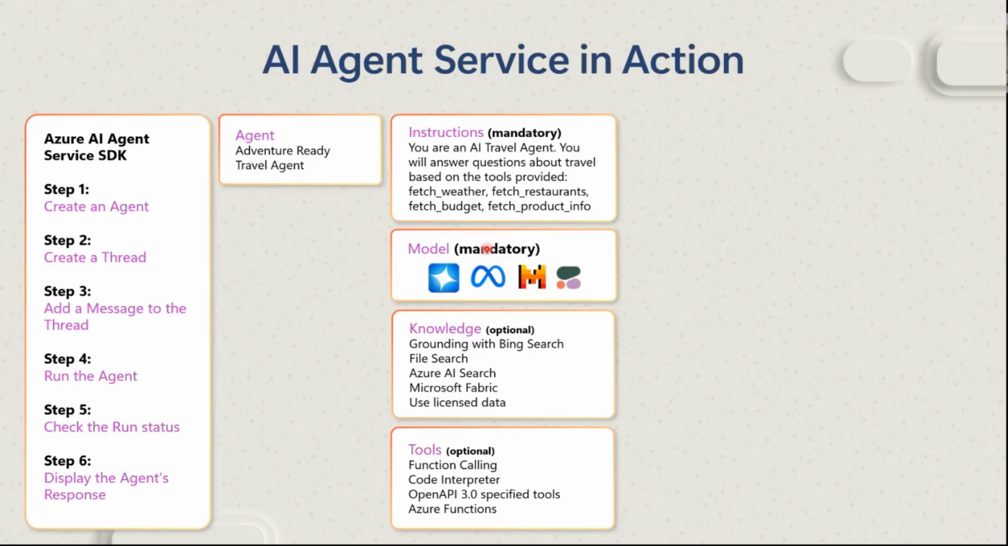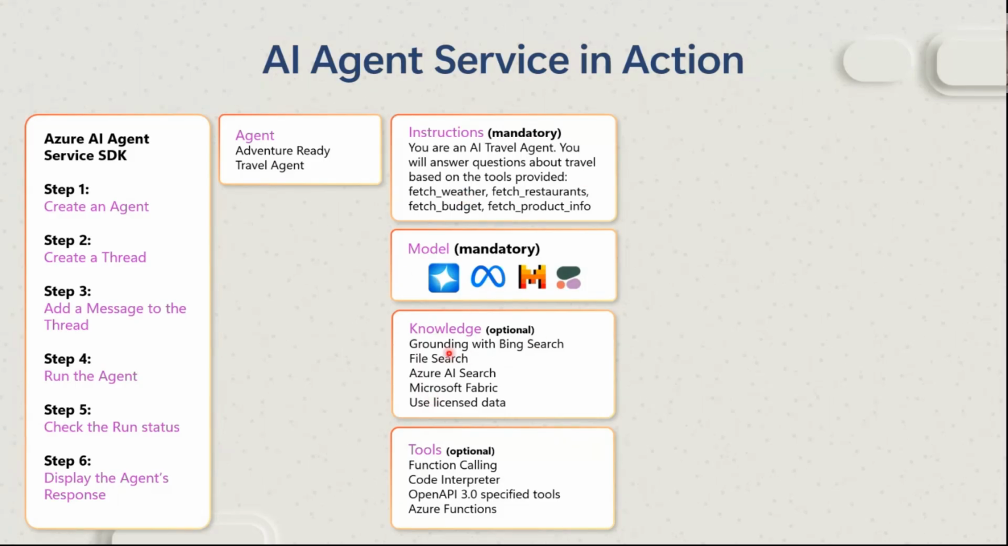And then from there, you need to choose your model. It can be OpenAI, it can be Llama, it can be Mistral, Cohere, or DeepSeek, and all the other models available in Azure AI Foundry. Afterwards, you can provide it knowledge. This is optional, so the first two are mandatory.